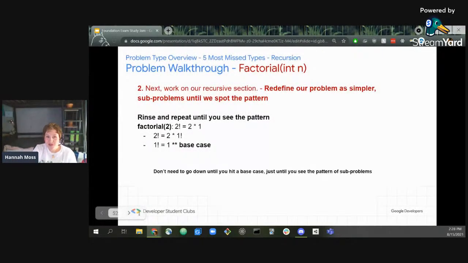And we're going to do this once more, this time with the factorial of 2. So the factorial of 2 is 2 times 1. And within it, I see the factorial of 1, which is simply 1. And we hit a base case here. So factorial of 2 is 2 times the factorial of 1. And just a reminder, we don't need to continue this process each time until we hit a base case, but only until we see a pattern in how our problems and subproblems are solved.